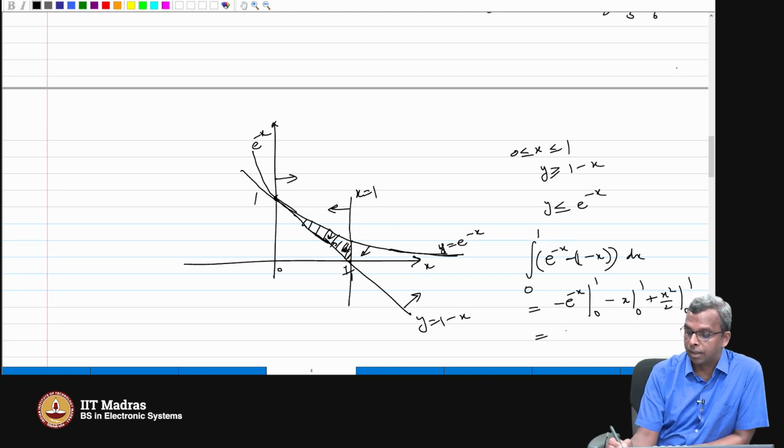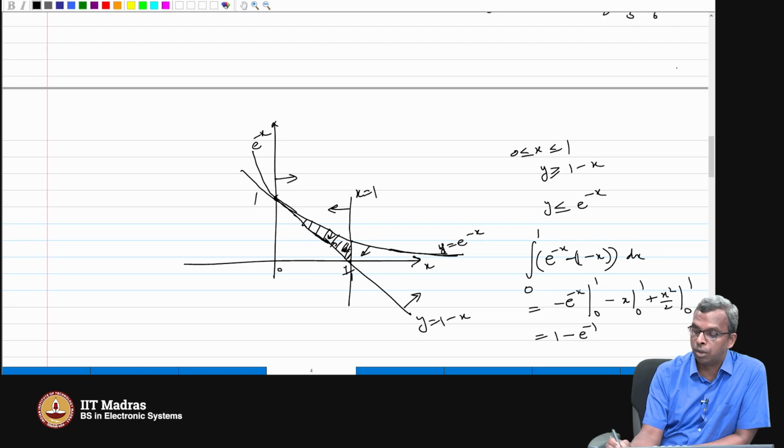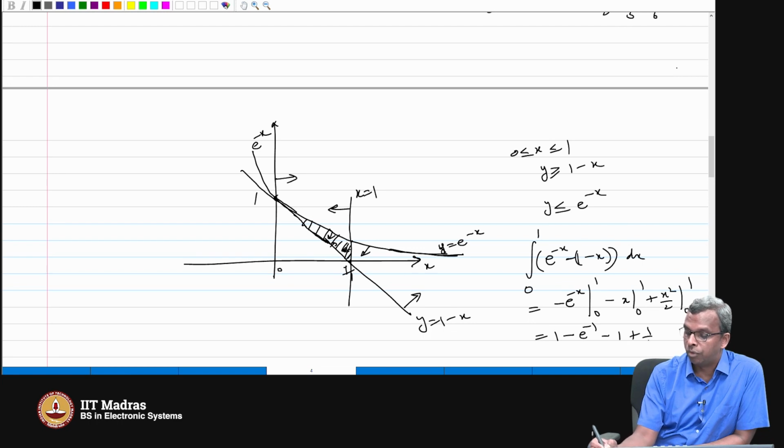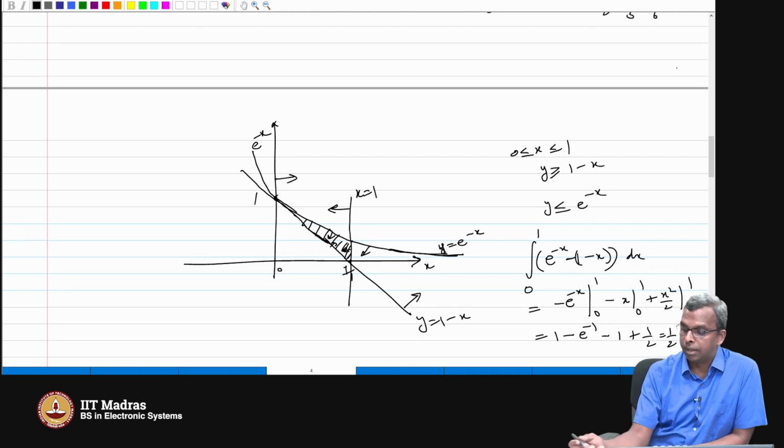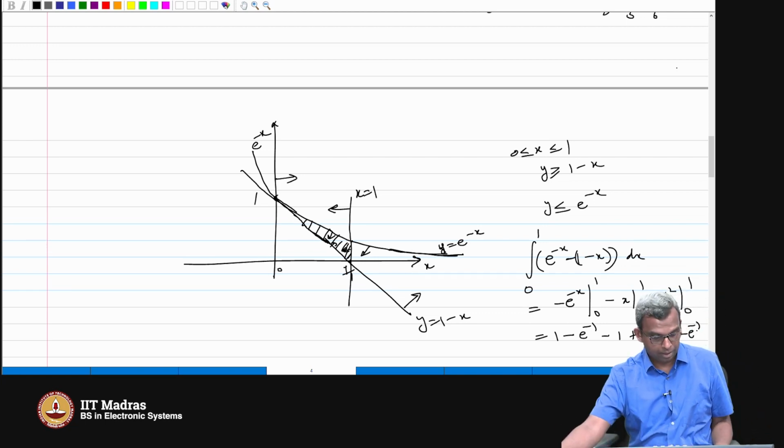So, this is easy enough to do. You will have 1 minus e power minus 1. Okay. So, this is minus e power minus x. So, you have to put the 0 first. You get 1 minus this, then this minus 1, plus half. So, you will get half minus e power minus 1 as the answer. Okay. So, that will be this integration.